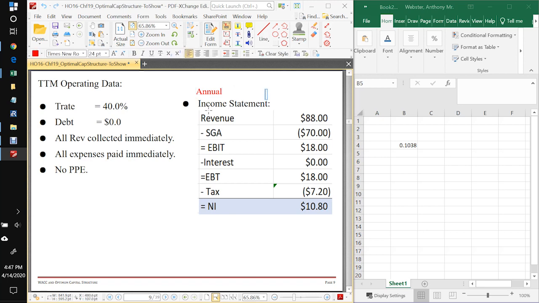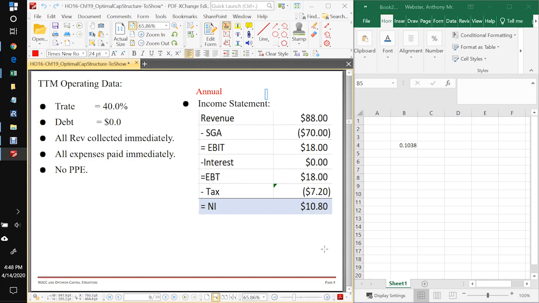Okay, and because again, it's a steady state firm, that was true in the most recent year, it'll be true this year, it'll be true the year after that. So revenue of 88 million, SG&A expenses 70, so their EBIT is 18 million. They have no interest, and their earnings before tax is therefore equal to their EBIT. Their tax rate is 40%, so 40% of 18 is 7.2, and we subtract that from 18 and get 10.8. Okay, so that's their net income.